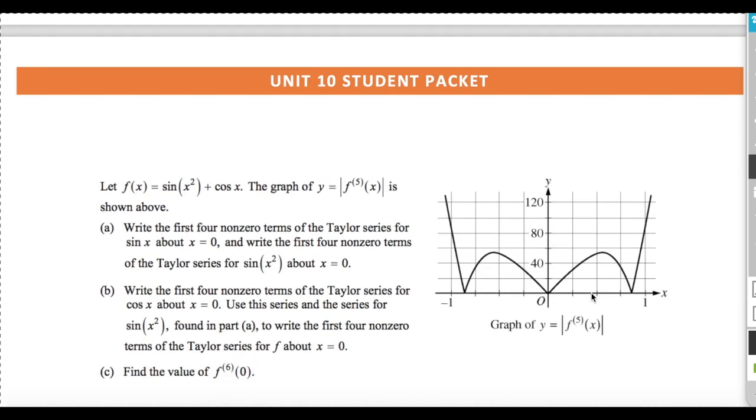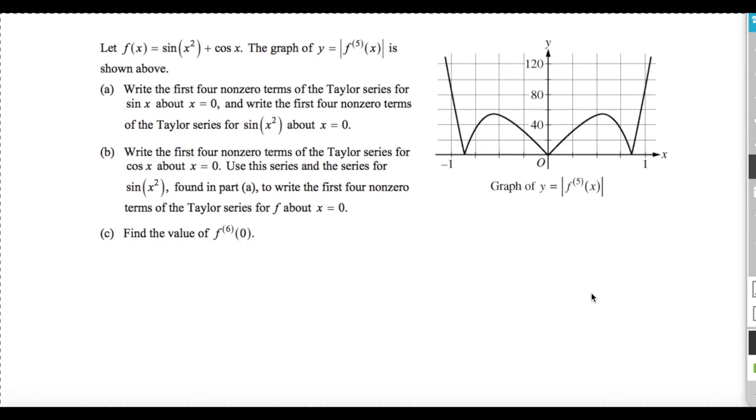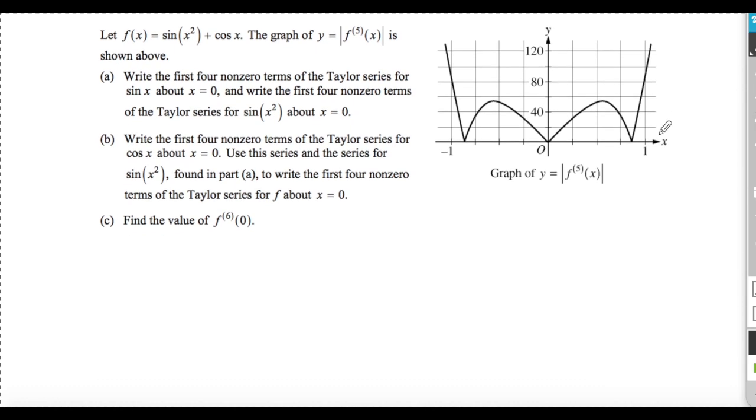Okay, here we go. Looks a little different. This time we're given a graph. Let f of x be the sine of x squared plus cosine of x. The graph of the absolute value, the fifth root of x, is shown here. Write the first four non-zero terms of the Taylor series for sine of x about x equals 0.